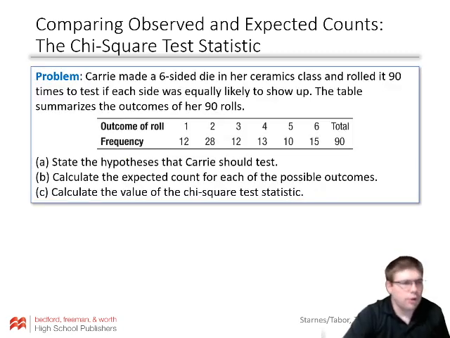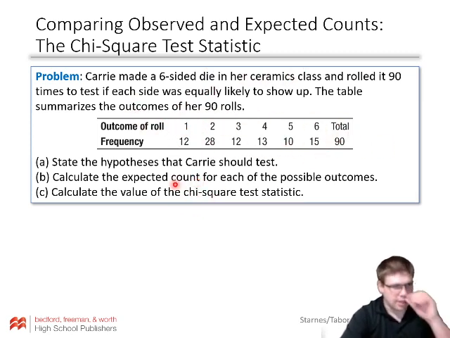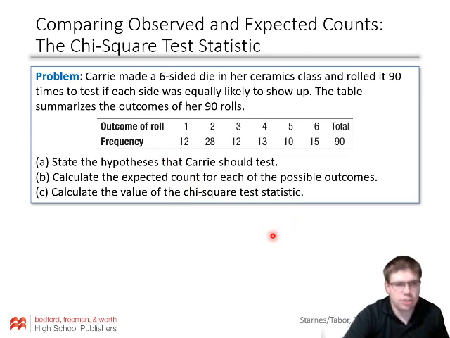All right, so for example, we're going to calculate the chi-square test statistic for a problem. Carrie made a 6-sided die in her ceramics class and rolled it 90 times to test if each side was equally likely to show up. The table summarizes the outcomes of her 90 rolls. So she had the possible outcomes 1 through 6 and how many were observed out of those 90. State the hypothesis that Carrie should test, and we'll go on from there.